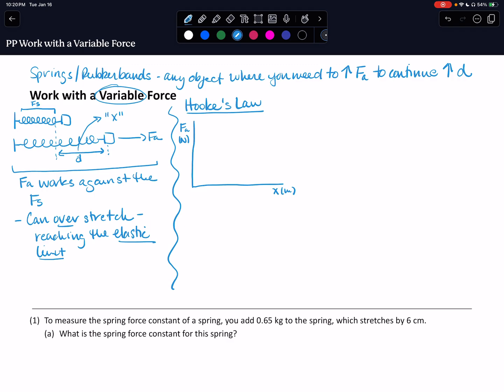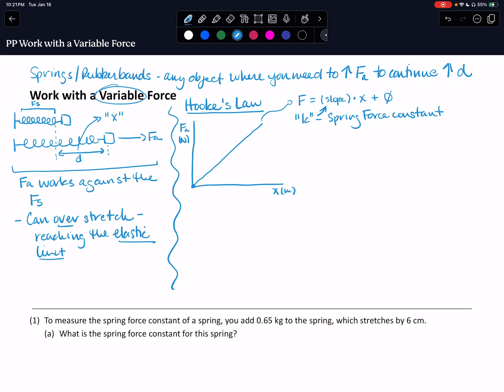What you find is that at 0, 0, you get a linear relationship between these two variables. That linear relationship is equal to the force equal to some slope of that line times x plus our y-intercept, which should be 0. Now this slope is specific for each individual spring, is called K. And that is our spring force constant.